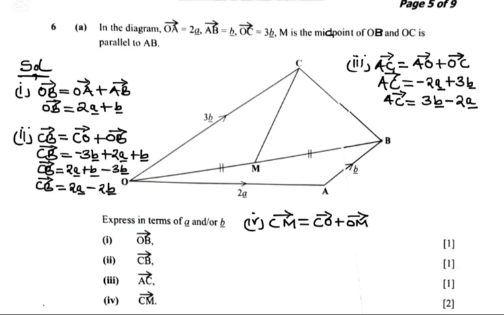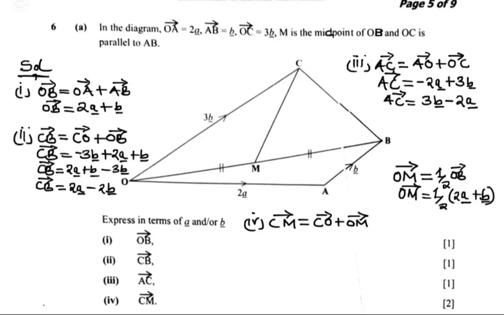Now, getting OM, O to M. M is the midpoint of OB. So here we are going to write OM vector is equal to half, 1 over 2 of OB. We substitute what we have on OB, that is 2A vector plus B vector. So this is what we are going to put on OM. Half, open bracket, 2A plus B.